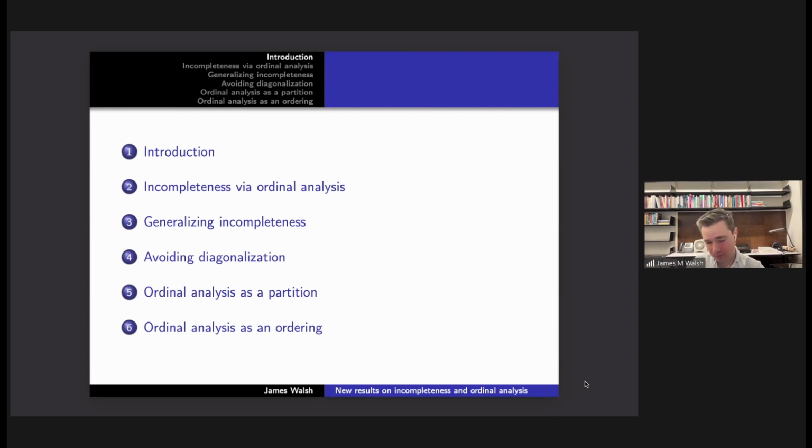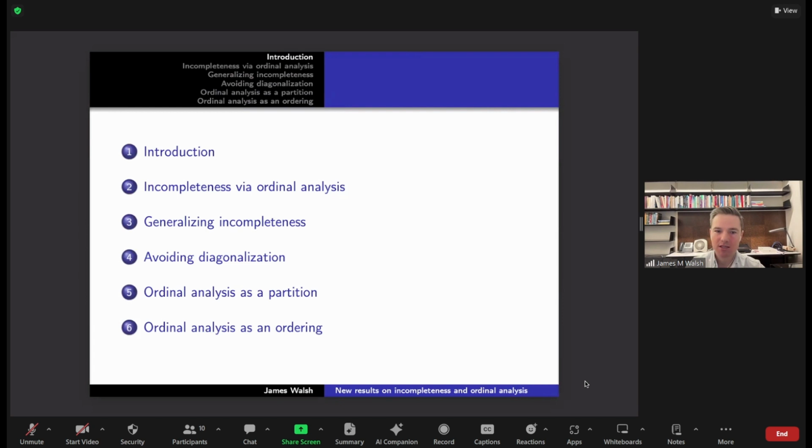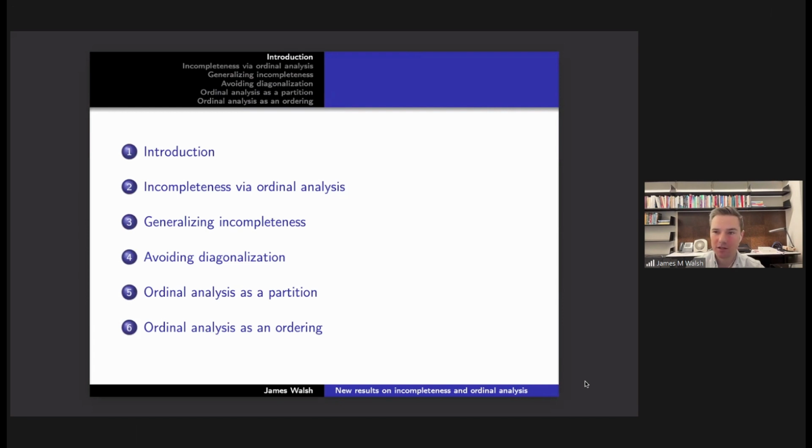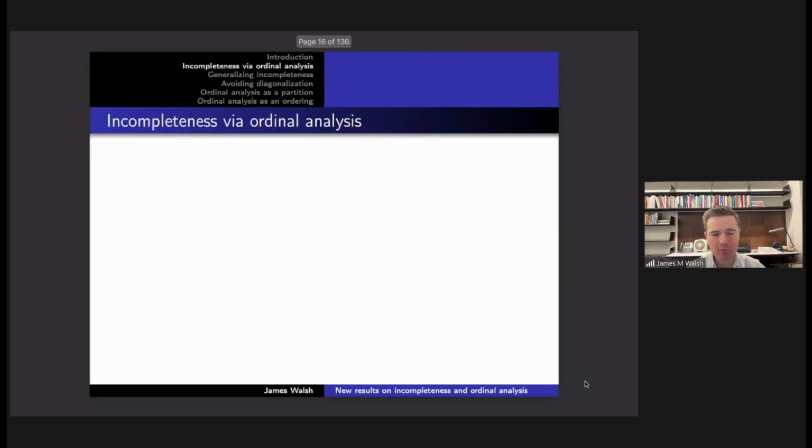Then we're going to turn to the question of what it is that ordinal analysis is calculating. That is, what features of theories is ordinal analysis measuring? What features of theories is it sensitive to? We're going to give two abstract answers to this question, two abstract characterizations of ordinal analysis. First, we're going to characterize it as a partition, a unique partition of a certain kind, and then we're going to characterize ordinal analysis as an ordering on theories. We'll say what the ordering coincides with. Okay, so let's start here.